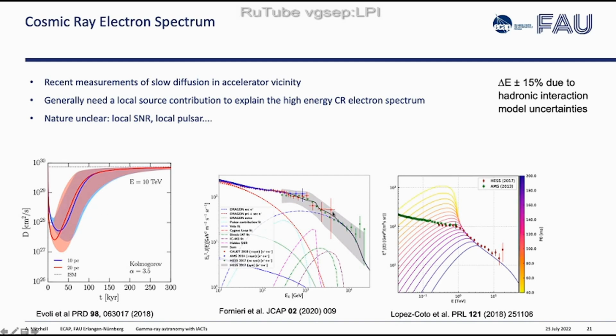I really wanted to highlight that the electron spectrum measurement is extended at the highest energies purely by Cherenkov telescopes. So it's not just the cameras, but also we can reconstruct the electron spectrum. And this leads to a challenge to reconcile the two, this slow diffusion and this high energy cosmic ray electron spectrum. The dark matter scenario is less popular these days. People look more for a local source, like a local supernova remnant or a local pulsar. And coming back to the hadronic interaction model uncertainties, this actually gives us an uncertainty in the energy scale of plus minus 15%.